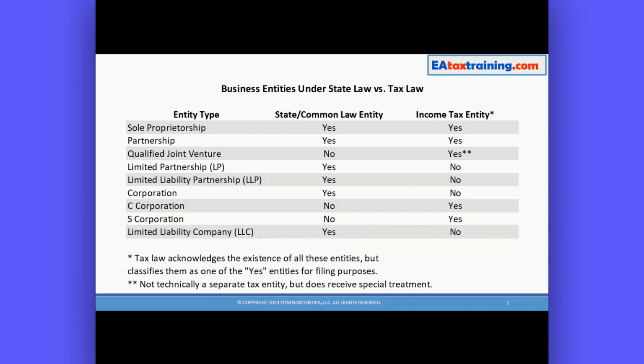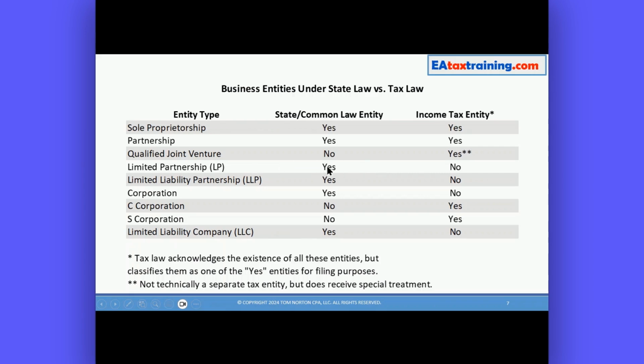So if you look at this list, we start at the top with a sole proprietorship, and we're going to go into each of these a little bit more. But sole proprietorship you have under both state or common law and under income tax law. Same way with partnerships. Then we get down to qualified joint venture. This is a tax concept, not a state or common law concept. And you'll notice here with the 2 asterisks, we say not technically a separate tax entity, but does receive special tax treatment. So we will talk about the qualified joint venture here in a little bit.